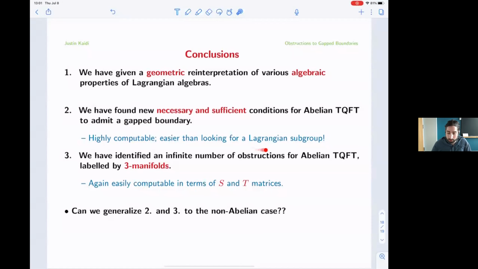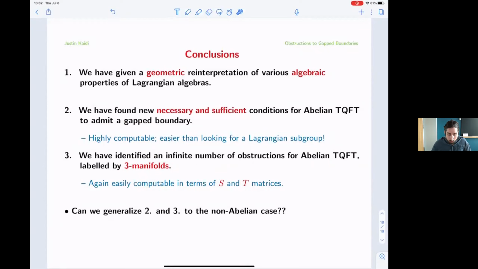Okay, and much easier than looking for this Lagrangian subgroup. And then finally, I briefly mentioned an infinite number of obstructions for Abelian TQFTs, which were labeled by 3-manifolds. And I didn't really tell you this, but these things are, again, very easily computable. You can just compute them via S and T matrices using the surgery presentation of the partition function.